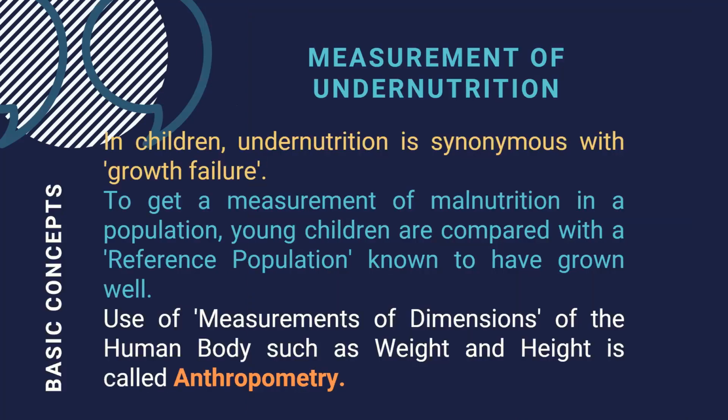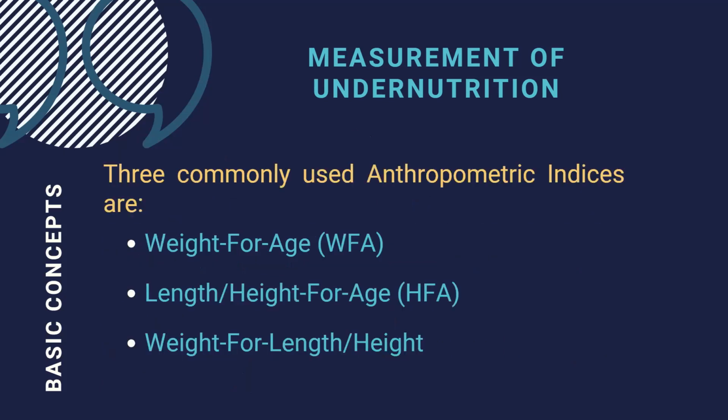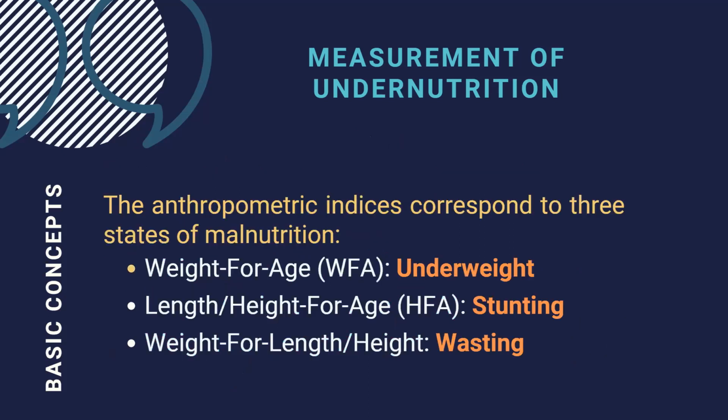Measurement of undernutrition. In children, undernutrition is synonymous with growth failure. To get a measurement of malnutrition in a population, young children are compared with a reference population known to have grown well. Use of measurements of dimensions of the human body, such as weight and height, is called anthropometry. Three commonly used anthropometric indices are weight for age, height for age, and weight for height.